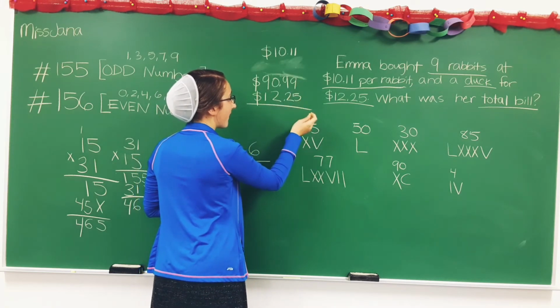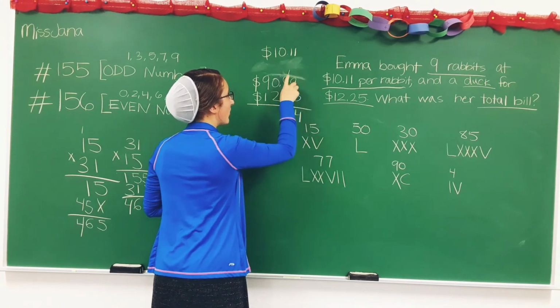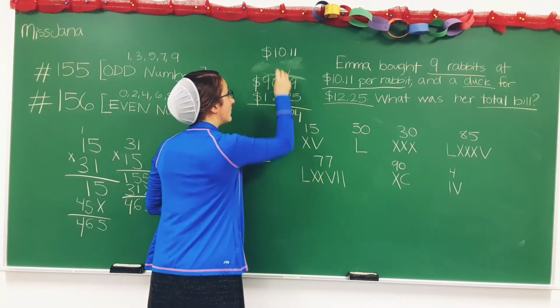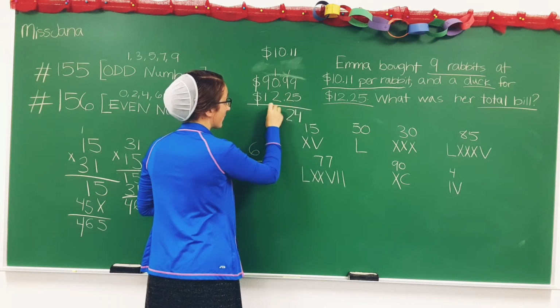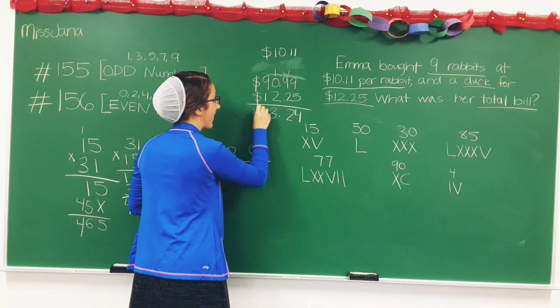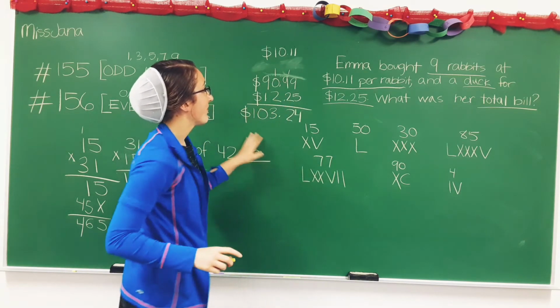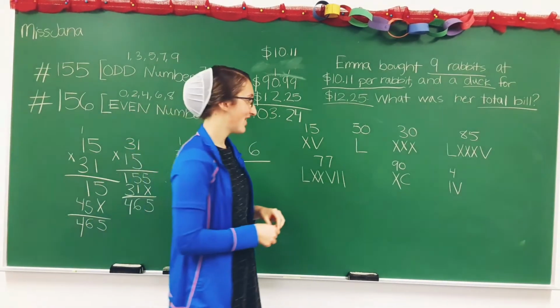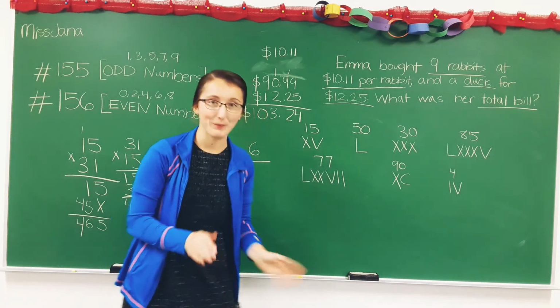So 9 plus 5 is 14. 1 plus 9 is 10. 10 plus 2 is 12. 1 plus 2 is 3. 9 plus 1 is 10. So Emma's total bill was $110.24 with all of her animals that she bought.